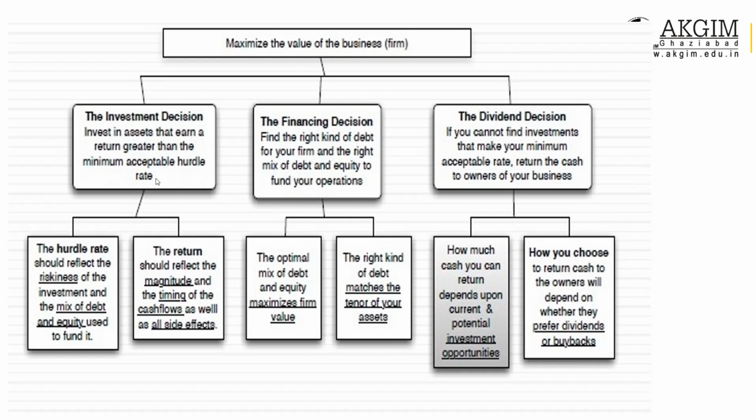Then financial decision. Financial decision means find the right kind of debt for your company and right mix of debt and equity to fund your operation. Obviously, as I have already told you, two types of sources are available. First is borrowed fund, second is owned fund. So if you want to use both of the sources, that means you have a good combination of debt and equity in your business, right?